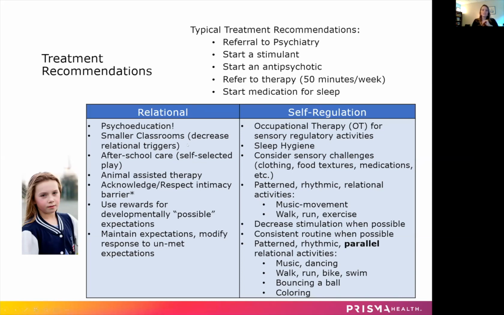Maybe we can decrease her relational triggers. Perhaps she needs a smaller classroom. Perhaps she needs time where she's in a classroom setting, but she gets to pick what happens. So maybe that's in an after-school care environment where she gets to pick where she's playing and also how close she is to the other kids.